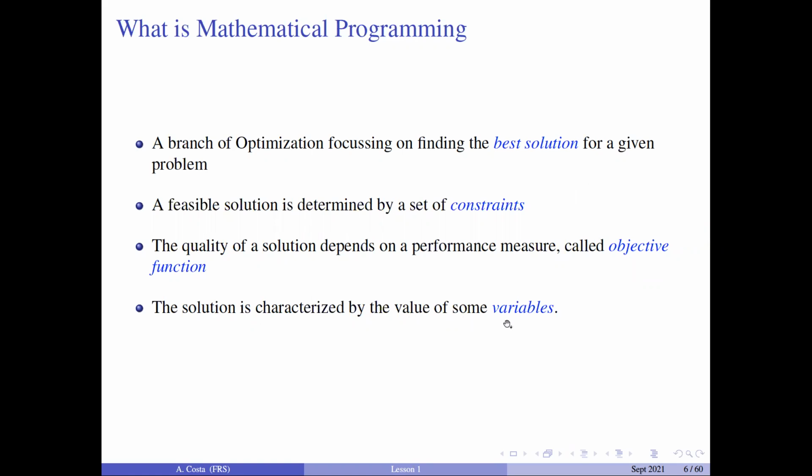And then, of course, we need to have the variables. So what are the decisions that we can make? Okay, so these are basically the main elements of a mathematical programming problem. I repeat, you have a set of constraints telling what you can or cannot choose. And the choices are the variables. The objective function is basically a way to compare different solutions to understand what is the best one. And you want to find, out of all the feasible solutions, the best one for your problem. This is more or less what we want to do.